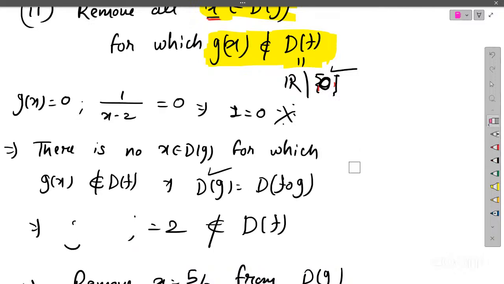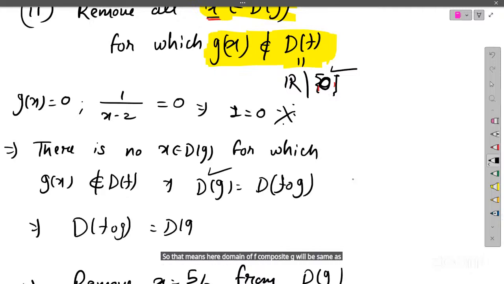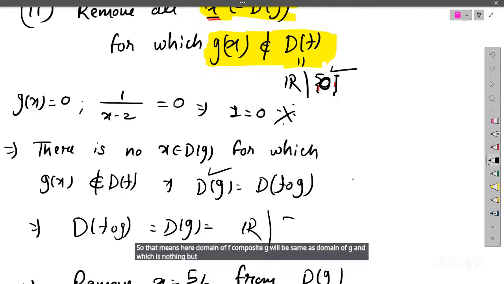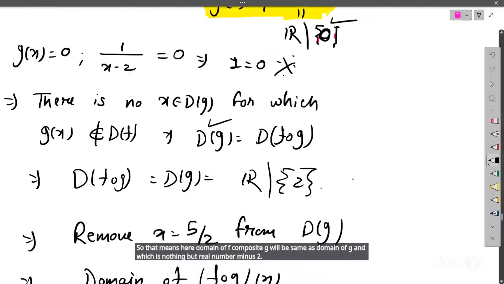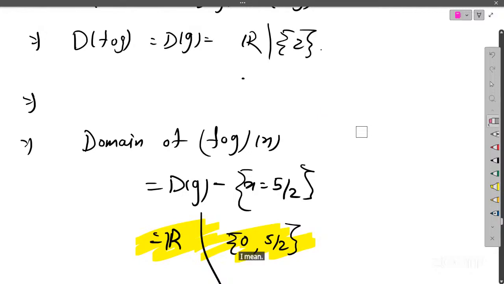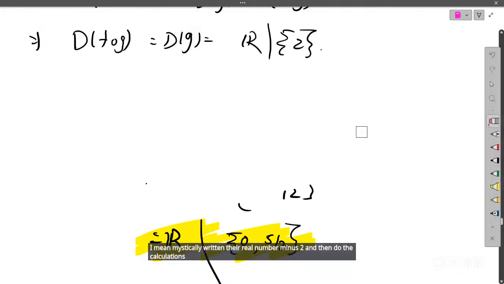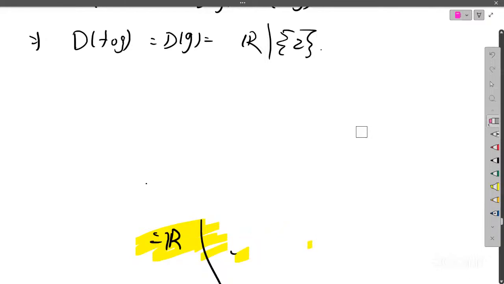Thank you. I missed the point here. So that means the domain of f composite g will be the same as the domain of g, which is nothing but real numbers minus 2. Correct. So I mistakenly wrote real numbers minus 2 there and then did the calculations. It will be true for g of f. Oh, yeah, correct.